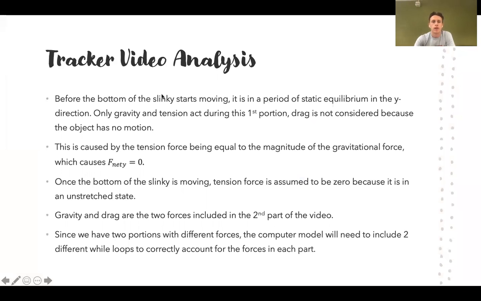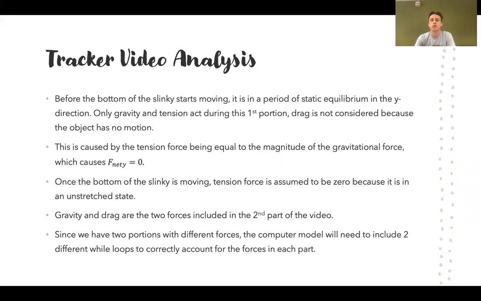For my video analysis, before the slinky starts moving, it's in a period of static equilibrium, and only gravity and tension act during this portion, and drag is not considered because it's velocity dependent and the object has no motion. This is caused by the tension force being equal to the magnitude of the gravitational force, and this causes F net Y to be equal to 0.